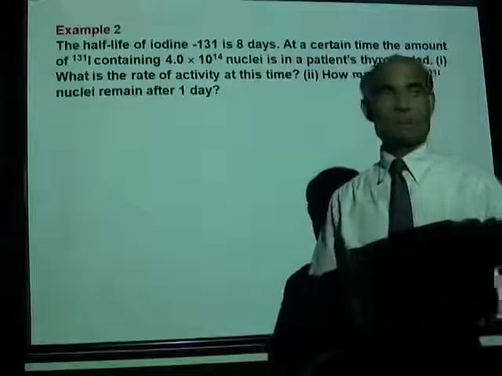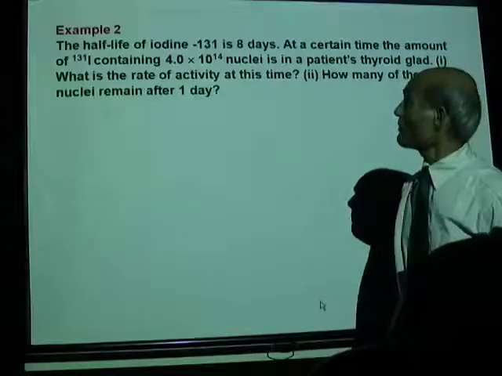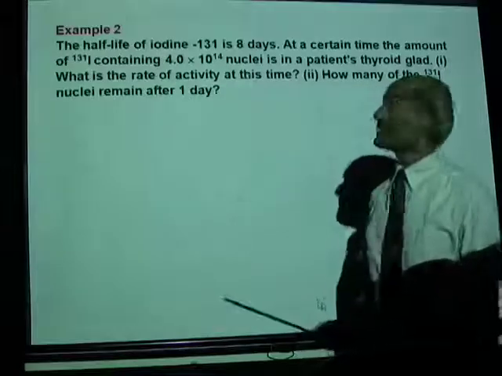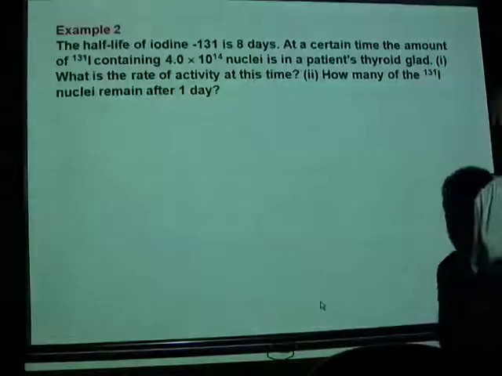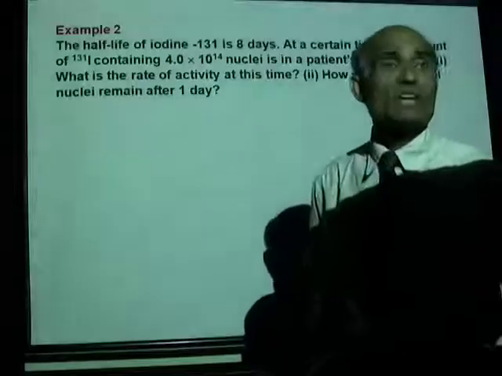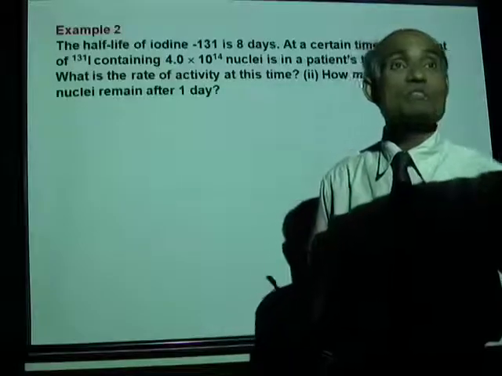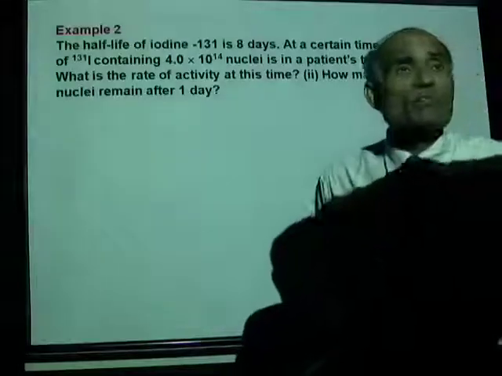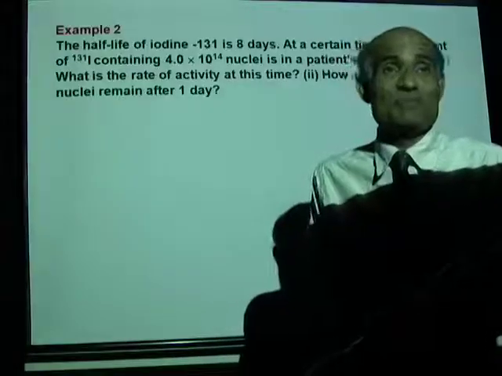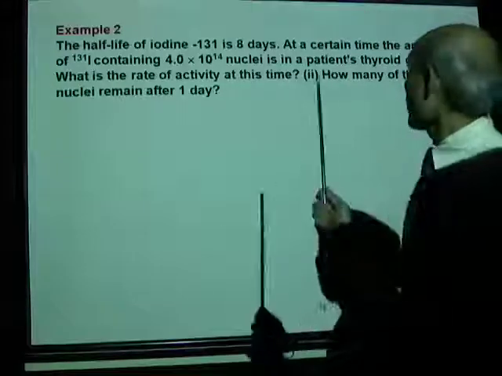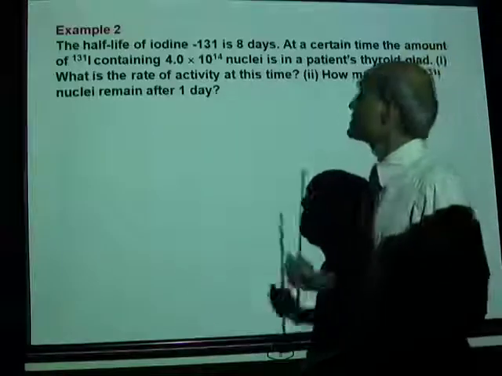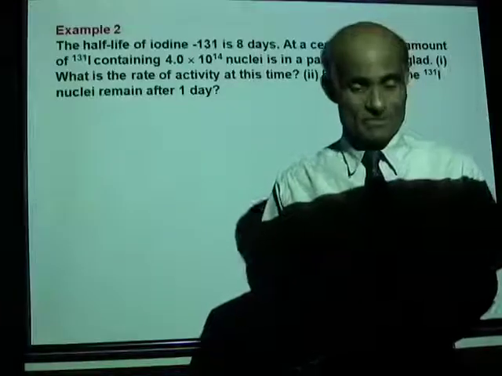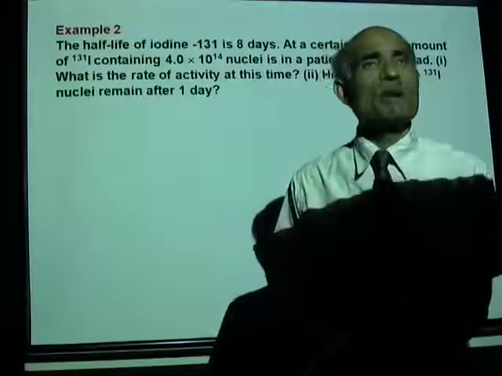Okay, another example. The half-life of iodine-131, another isotope of iodine. At a certain time, the amount of I-131 is 4 times 10^14 nuclei in a patient's thyroid. Now, what is the rate of activity at this time? How many of the I-131 nuclei remain after 1 day? Well, it's not very different from the problem we did already.